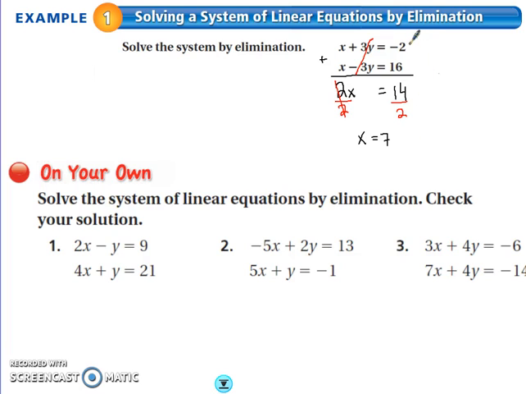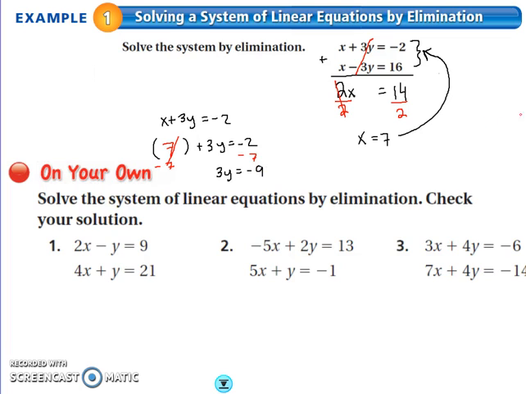So I go back to my original two equations, and I pick one of the two to substitute my x value. I'll go ahead and pick the first one. x plus 3y is equal to negative 2. We know that x is 7. So now I solve. I'll go ahead and subtract the 7 from both sides, and I have positive 3y is equal to negative 2 minus 7, which is negative 9.